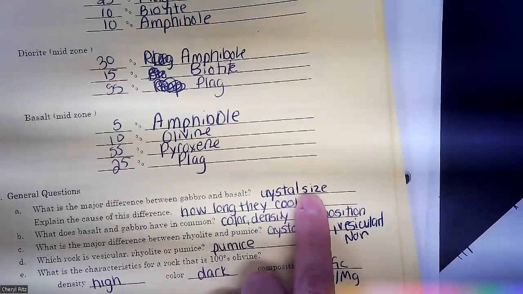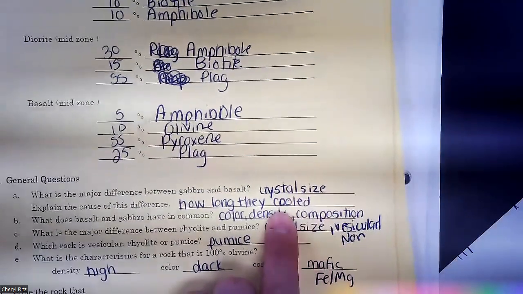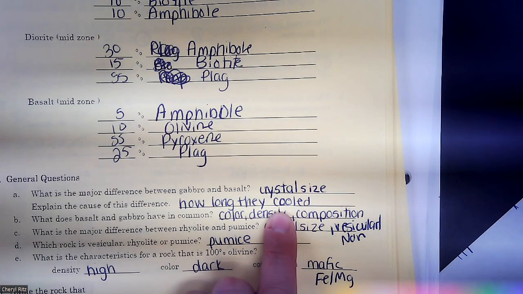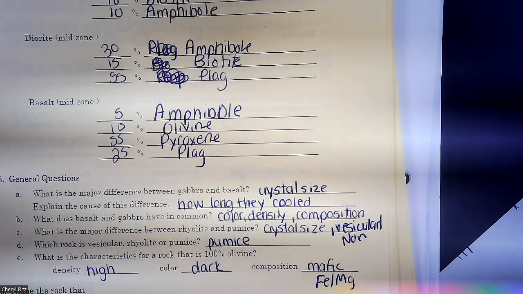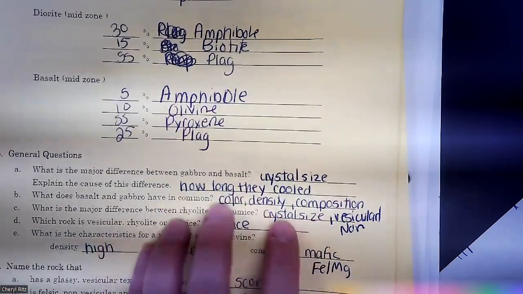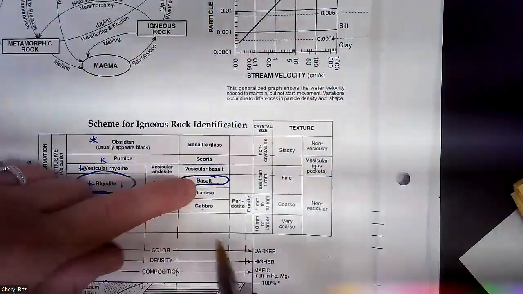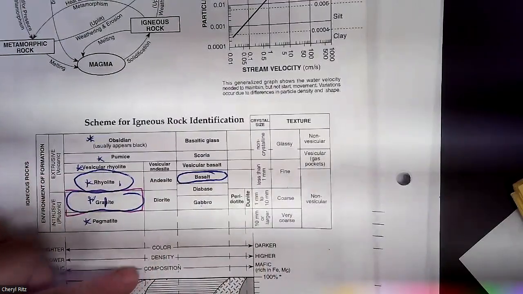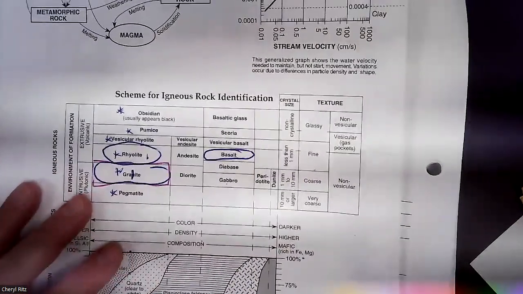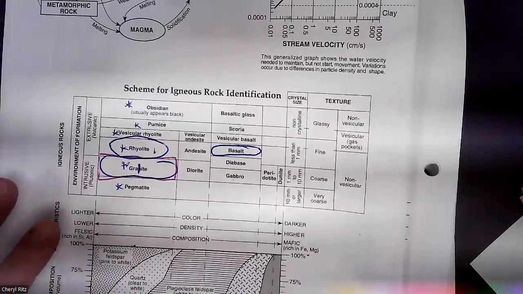If you said something about crystal size or texture, that's due to how fast they cooled. If you said intrusive or extrusive, that's due to where they were formed. So the differences are due to different things, but same concept. So then what do they have in common, even though they're very different rocks? They do still have their color, density, composition, and minerals present are all the same for basalt and gabbro.